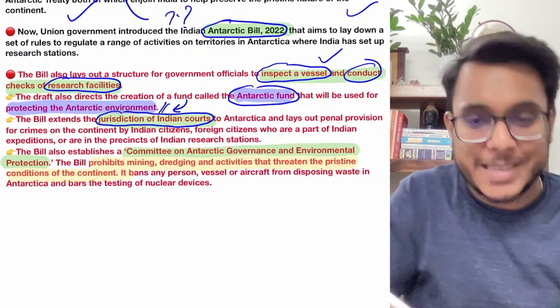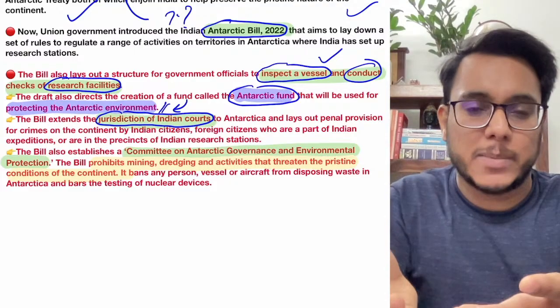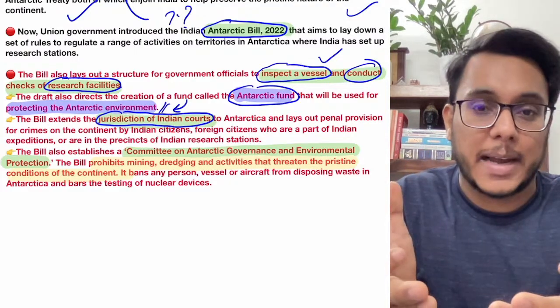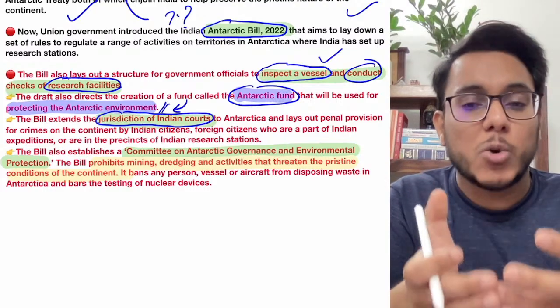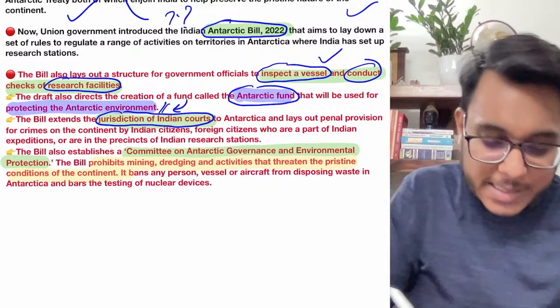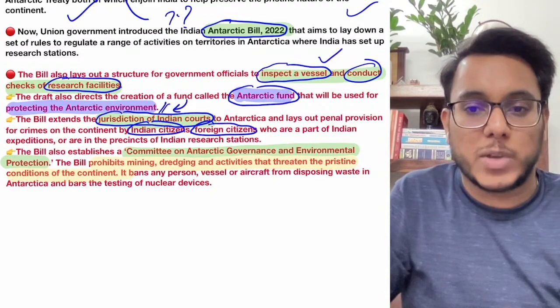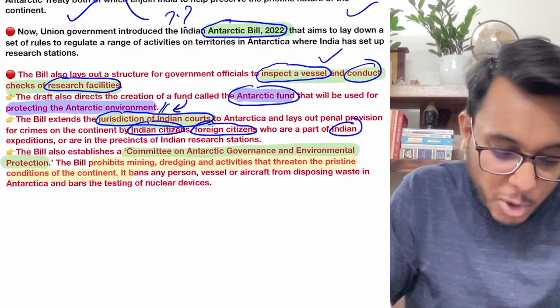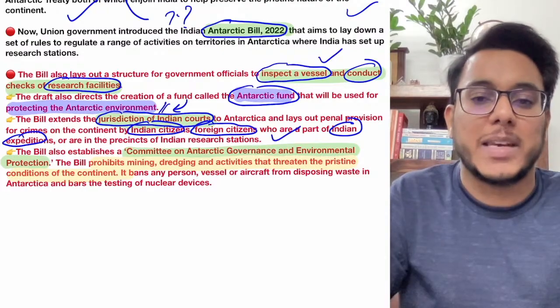So the Indian courts can try the people in Antarctica in our research bases if they have done some crime, if they have done some kind of an offense. Not only can the courts try the Indian citizen, they can also try the foreign citizens who were present on the Indian bases or who were part of the Indian expeditions. Okay, so the jurisdiction of courts has also been extended.